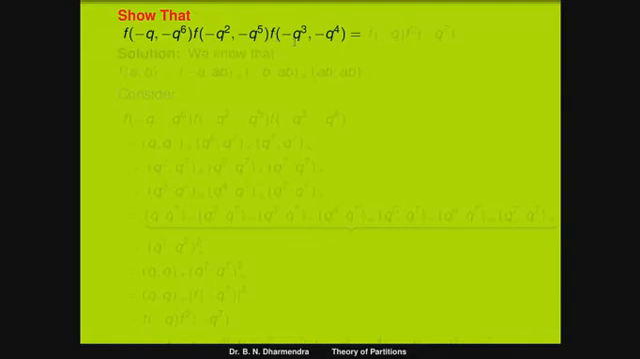And the next one, show that f of minus q to the power of 6 into f of minus q square comma minus q to the power of 5 into f of minus q cube comma minus q to the power of 4 is equal to f of minus q into f square of minus q to the power of 7. Here also we can observe the terms is the power of q. When I have to multiply the power of q, that is 7, 1 plus 6.